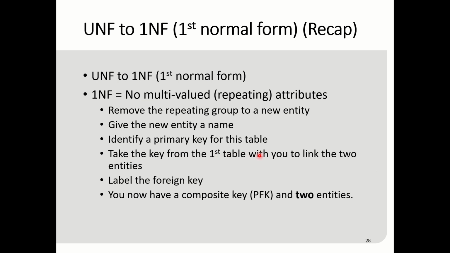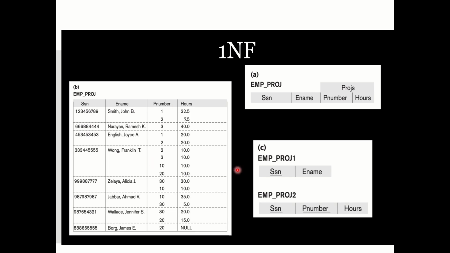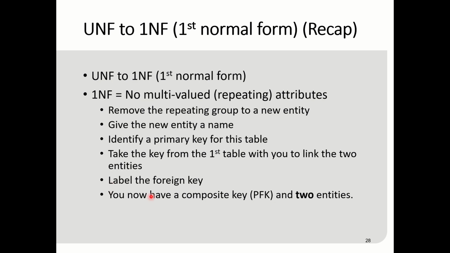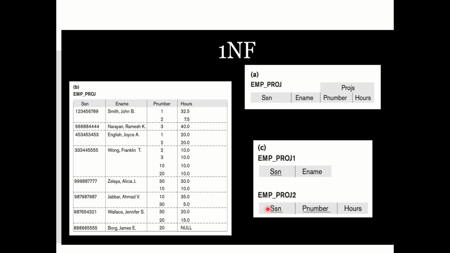Now what is the next one? Take the key from the first table with you to link the two entities. Okay, so just to link with the rest of the table, you have this SSN number and you are adding it here, and this is basically your foreign key now, foreign key to this particular table. Now you have a composite key. That means that now these two together have to identify this, right? So SSN and P number together have to identify, because you need this one and this 2. So these two will become a composite entity now. So these multi-valued attributes, you can actually split them into a composite entity.